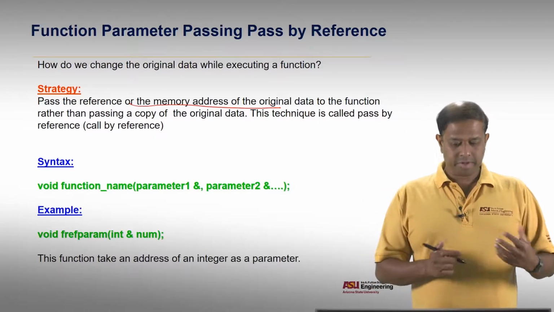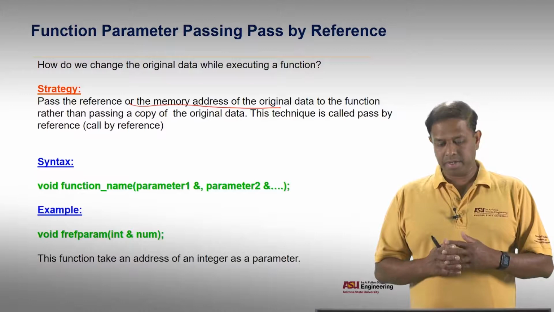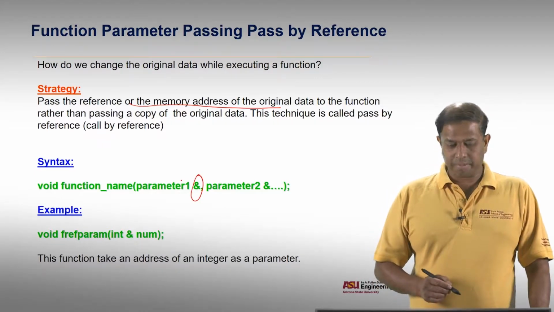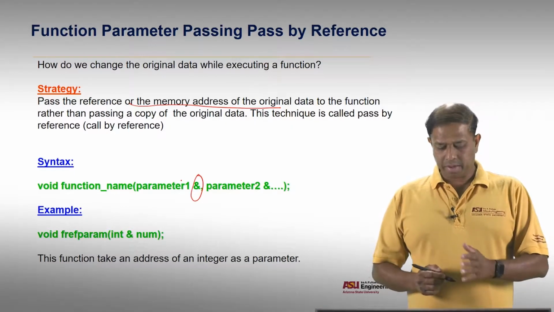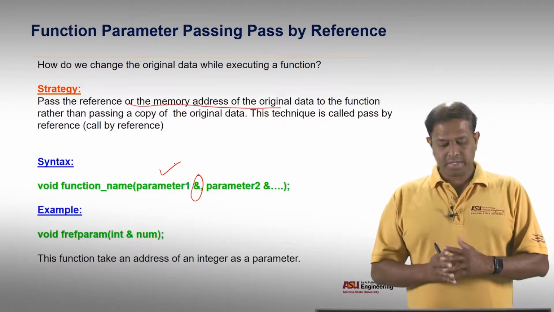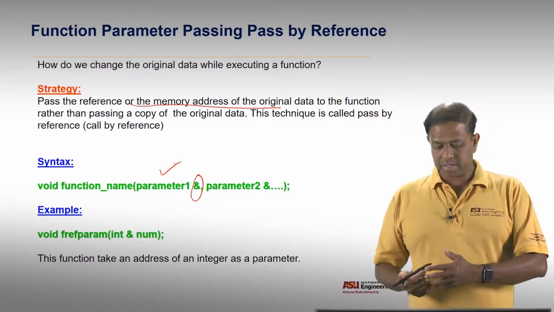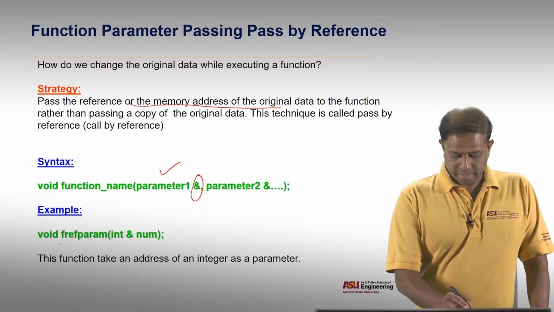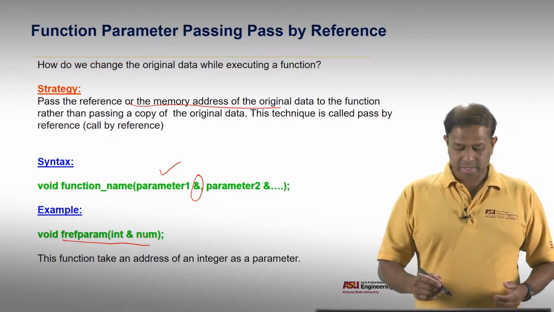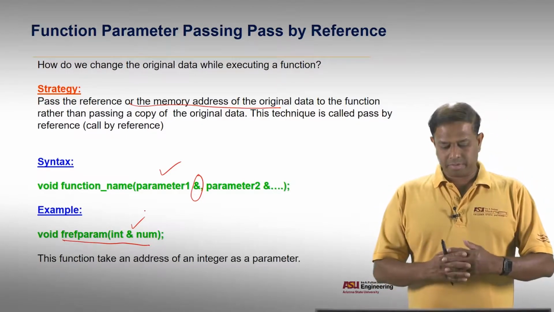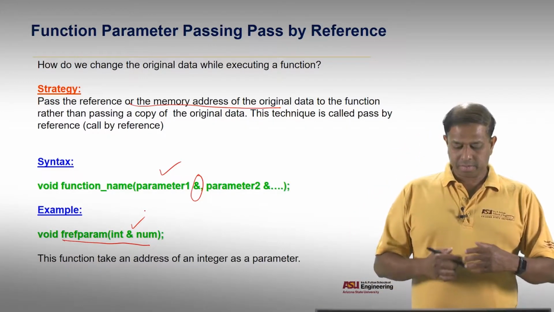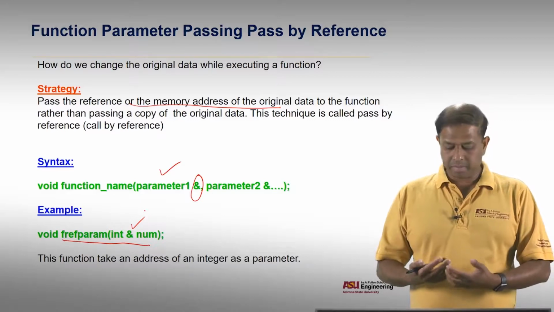In order to designate that a particular parameter is a reference parameter, we need to use a special symbol called ampersand. If you have the ampersand in a function parameter, that means that parameter will be passed as a reference. In this method, for example, it is taking an integer parameter as a reference parameter. Therefore the value that we are passing into this method will be the memory address of that particular memory location.